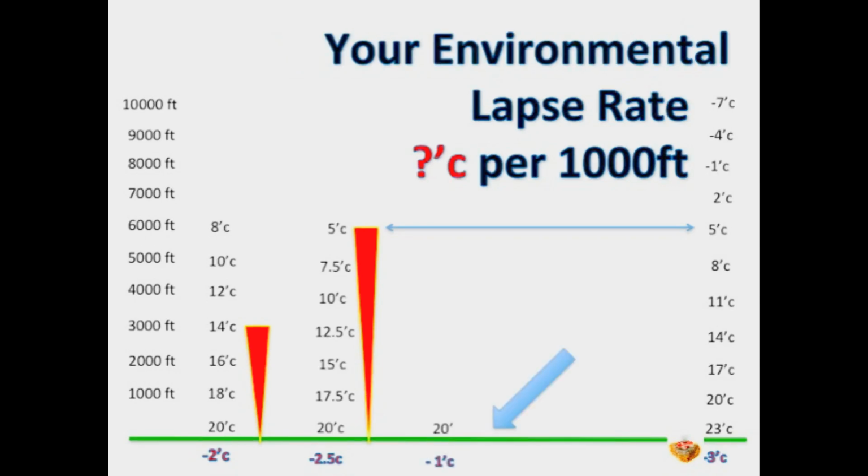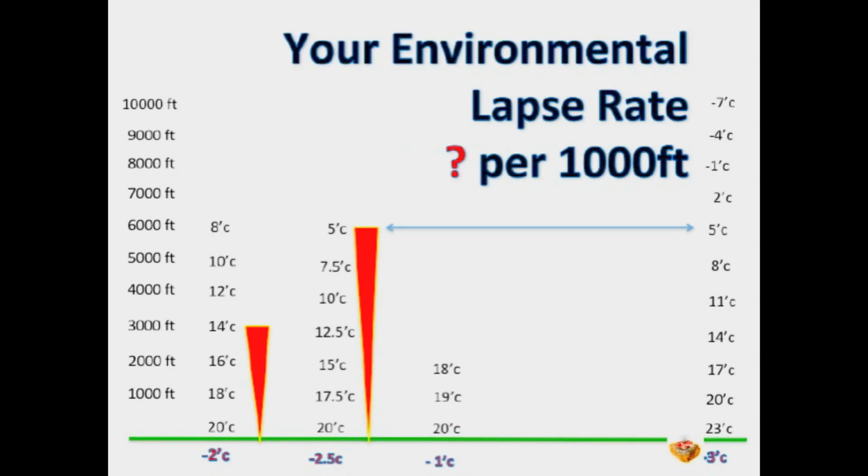Okay, for our next example, we're going to do a 1. So our surrounding environment is a beautiful, bright, sunny day, and the air is only cooling in our environment at only 1 degree per 1,000 feet. Let's take a look at this one now. Okay, our environment is cooling at only 1 degree per 1,000 feet, so 23 is warmer than 20, 20 is warmer than 19, but 17 is not warmer than 18.